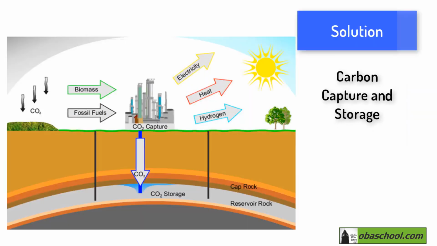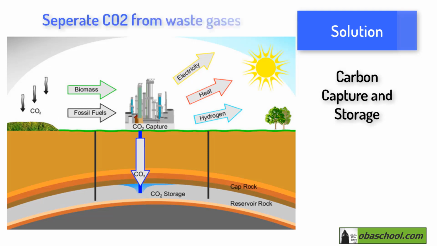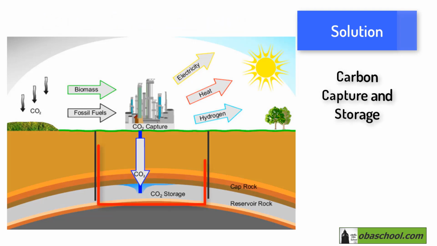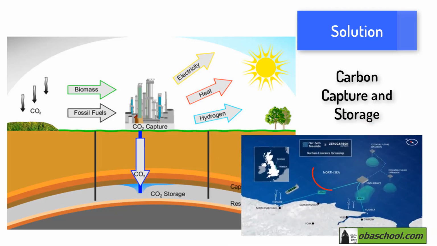Carbon capture and storage (CCS) technology is a way to prevent carbon dioxide building up in the atmosphere. It's a rapidly evolving technology which involves separating CO2 from waste gases. The CO2 is then stored underground, for example, in old oil or gas fields, such as those found under the North Sea.